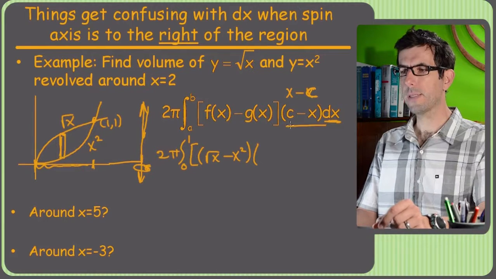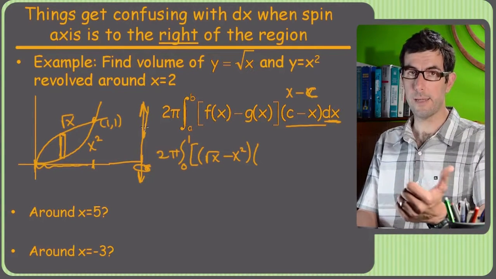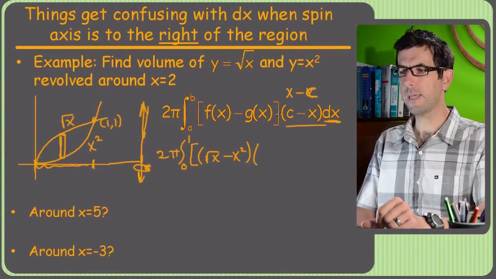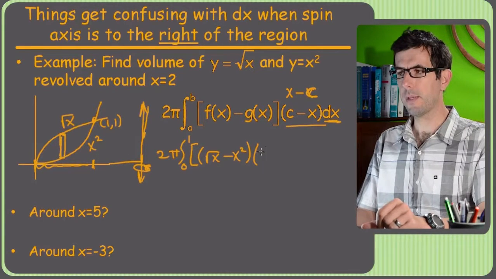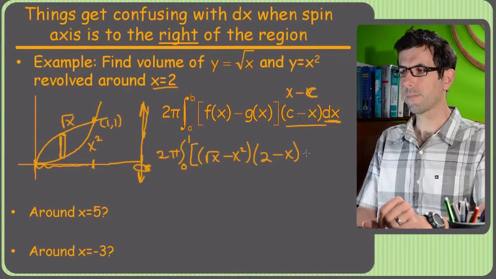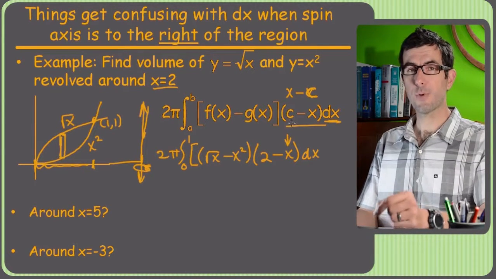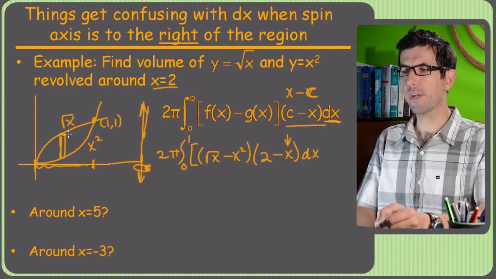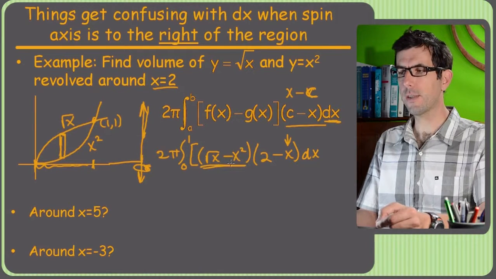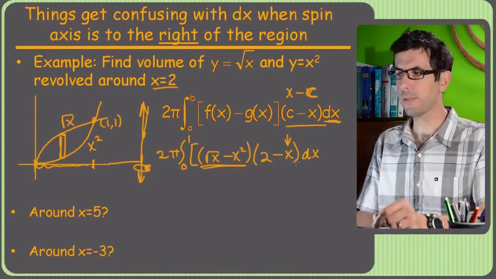And then, because I have the spin axis to the right of my region, I've got c minus x, where c is just the coordinate of this puppy. Spin axis is at x equals 2, so that's 2 is my c. And then just take away x. And just as a reminder, what goes in here is always x or y to the first power. It's never one of your functions. The two functions always go in this first set of parentheses, not the second set of parentheses.